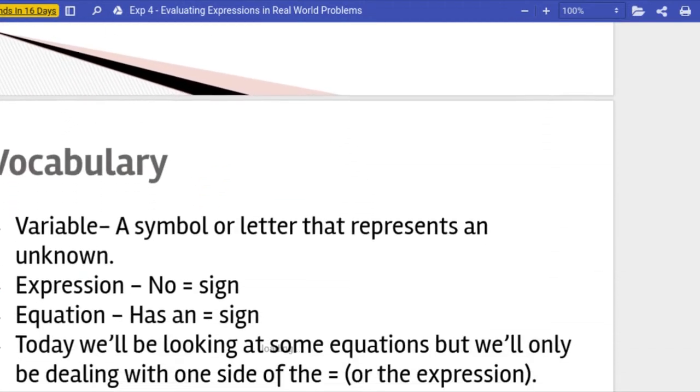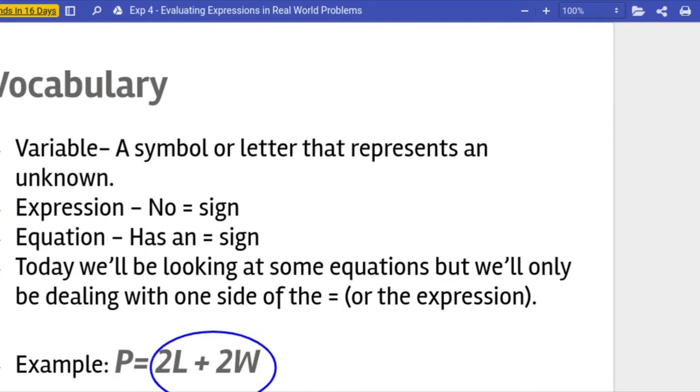So let's review a little bit of our vocabulary that we talked about. Remember, variables are letters that stand for numbers. They are values that can change. That's what variable means. It can change. An expression has no equal sign. It's a number sentence that has no equal sign. An equation is two expressions that are equal to each other. So an equation has an equal sign between the expressions.